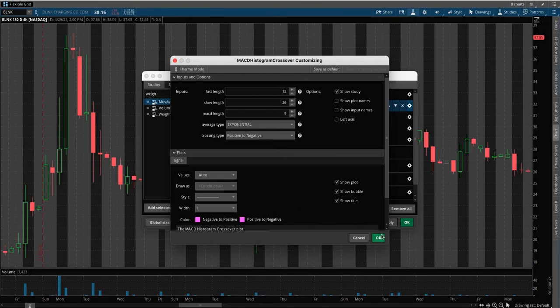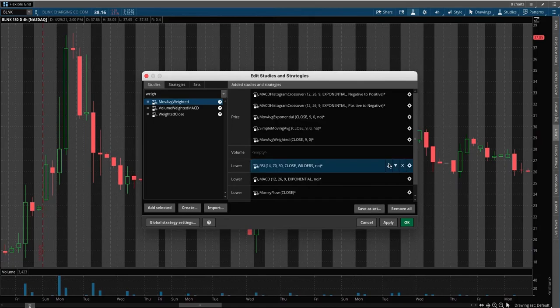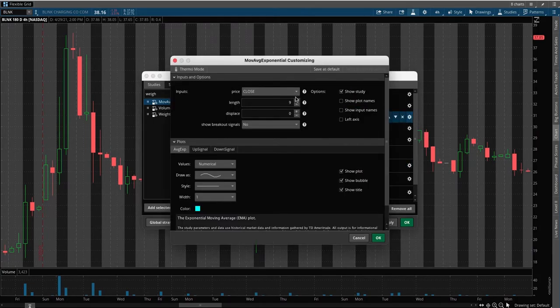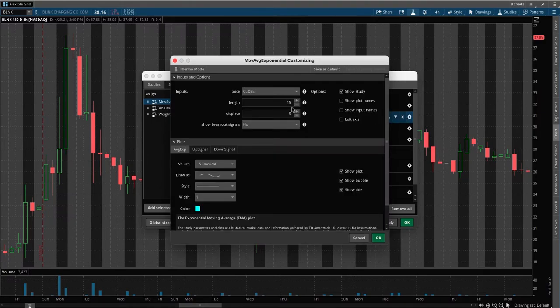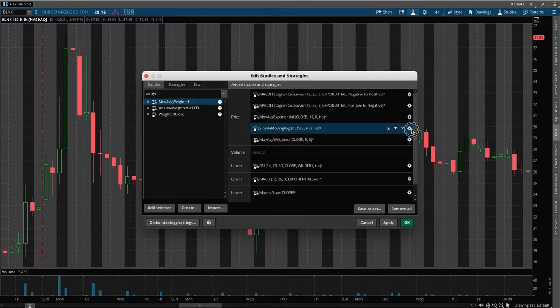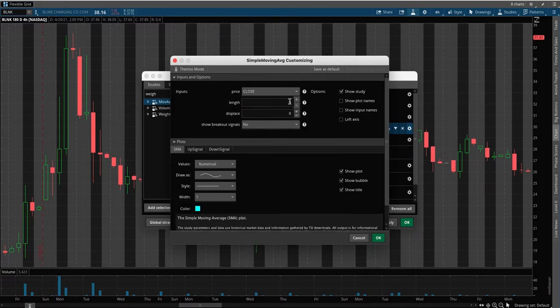And I like to just make them the same color, and I don't even know what color that is. Okay, so those are done. Moving average exponential. I like to have the 15. That's just what I like. So moving average exponential, and what I did was I changed the length to 15. And that's all. And simple moving average just changes the length to 200.